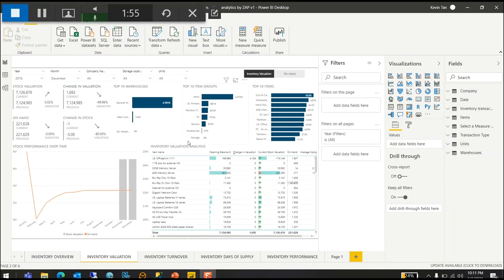In the second dashboard, we also look at valuation, which we've already seen in the previous dashboard, and the changes we've already noticed as well. Here we have the top 10 warehouses, top 10 item groups, top 10 items. We have a stock performance over time. And I did notice there was a big dip in February where stocks plunged.